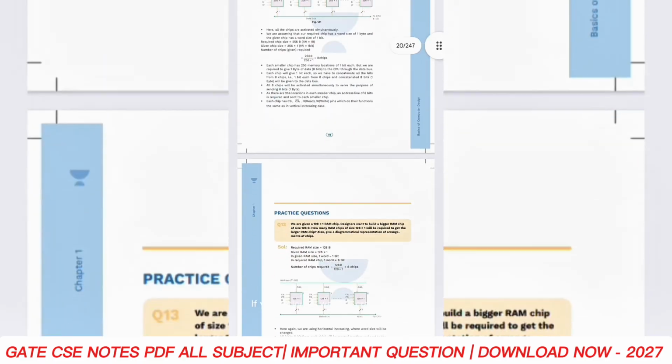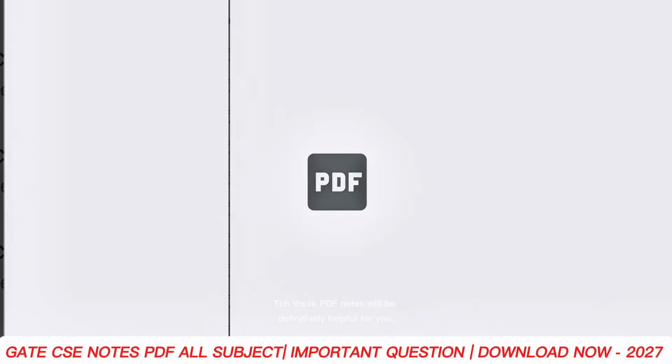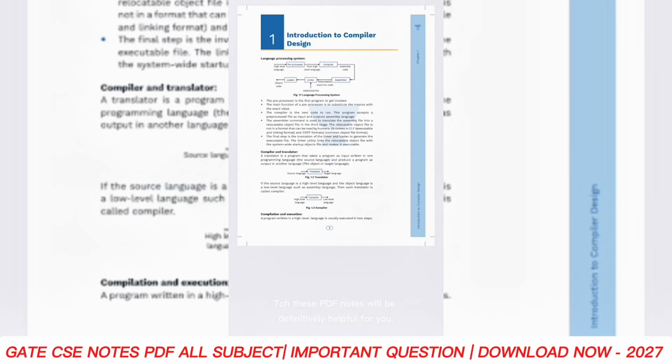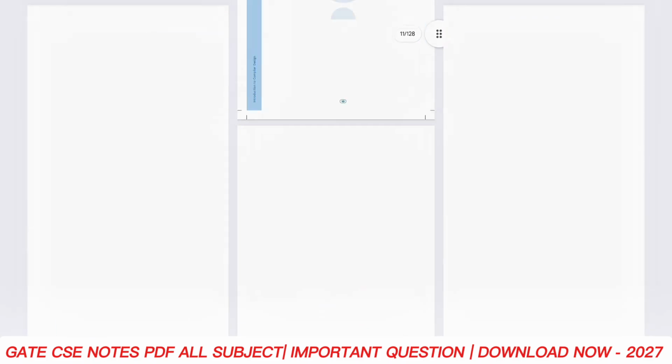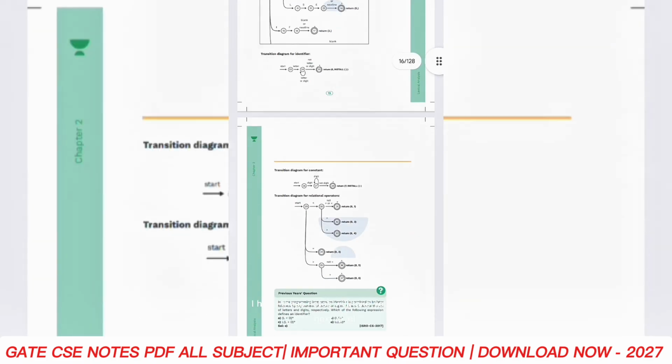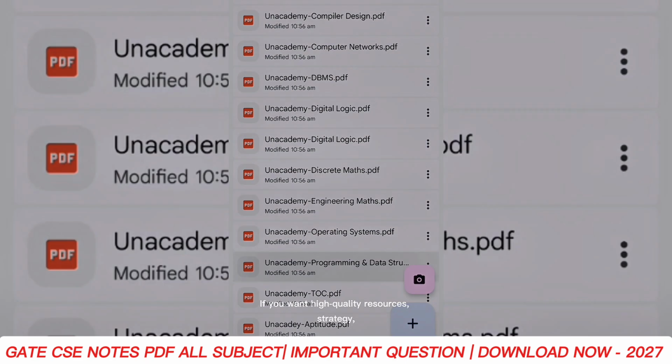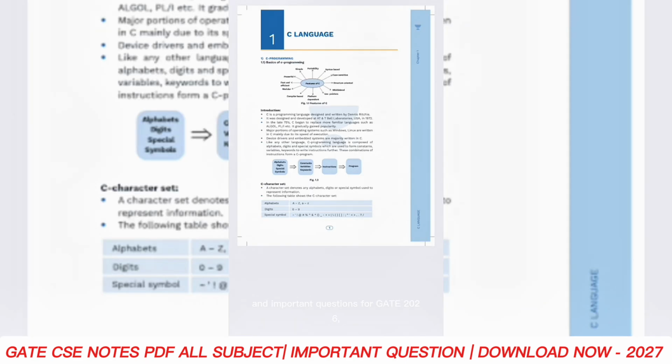Every GATE aspirant knows that revision is the key to a good rank, but revision becomes difficult when your study material is scattered across different websites, apps, folders, and channels. One subject is on YouTube. Another is on Telegram. Some notes are saved in Drive. Some are stored in your gallery. And during exam time, everything becomes confusing.